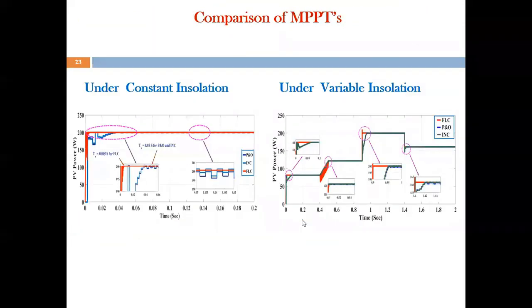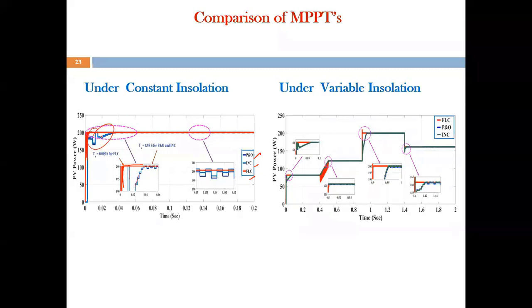So now you'll see the comparisons. Under constant insolation, if you see all three methods, blue color is P and O, incremental conductance is another, and red is FLC. You see, the fuzzy logic reaches the steady state point very fast, whereas incremental conductance and P and O take longer. If you observe the red line, the fuzzy logic controller reaches the steady state point very fast.